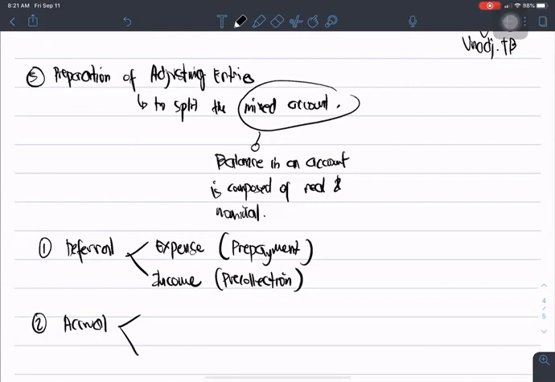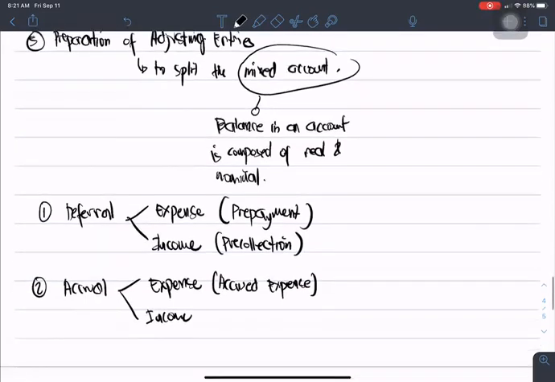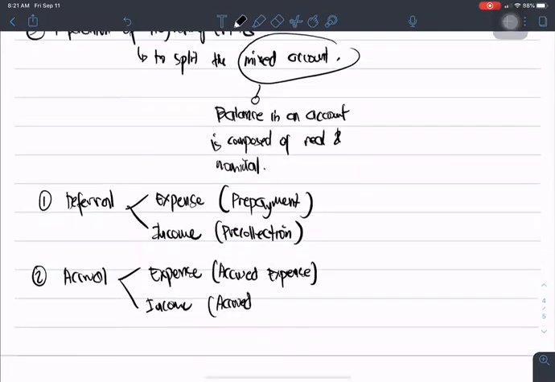And also, we have accrual of an expense and accrual of an income. The accrual of an expense is known as accrued expense. The accrual of an income is known as accrued income. Okay, so the deferral of an expense is known as prepayment. The deferral of an income is known as pre-collection. The accrual of an expense is known as accrued expense. The accrual of income is accrued income.